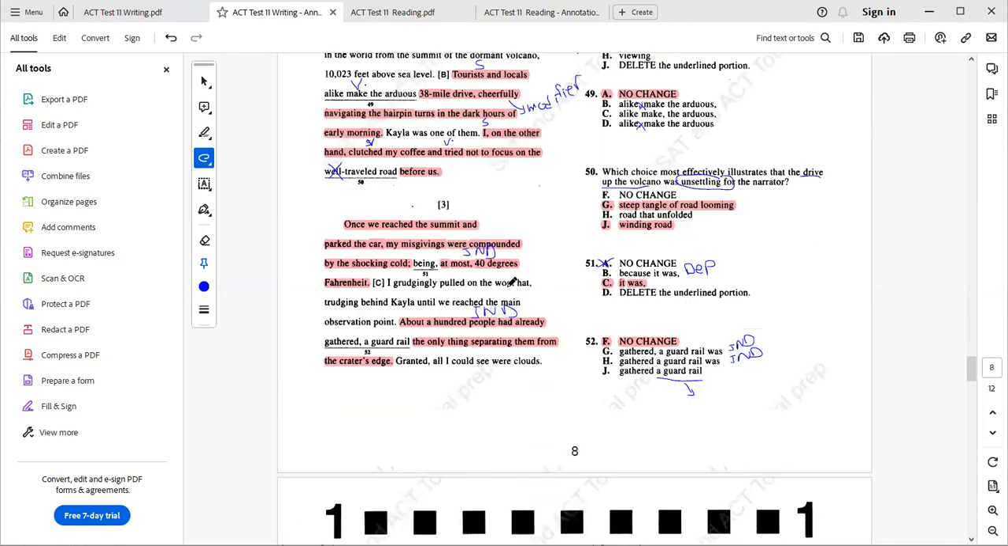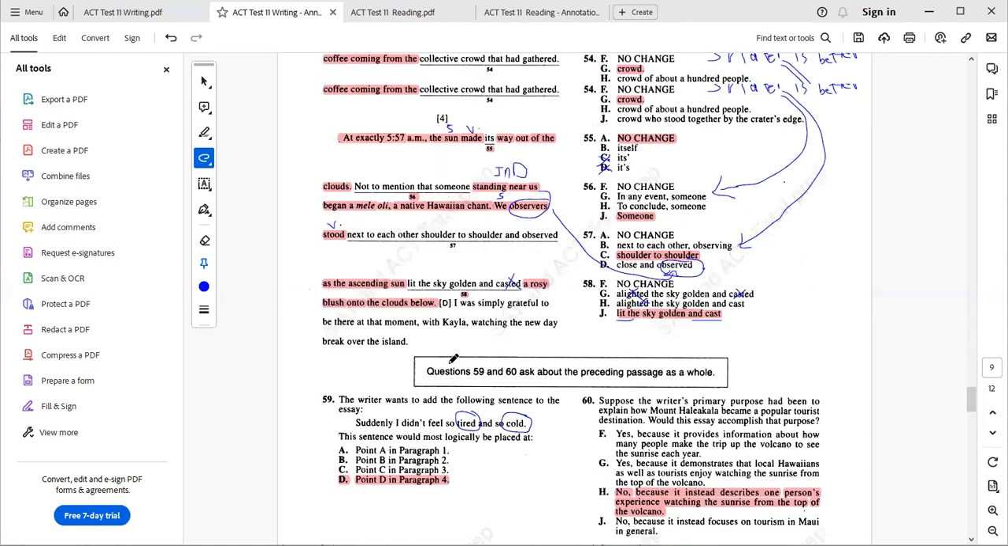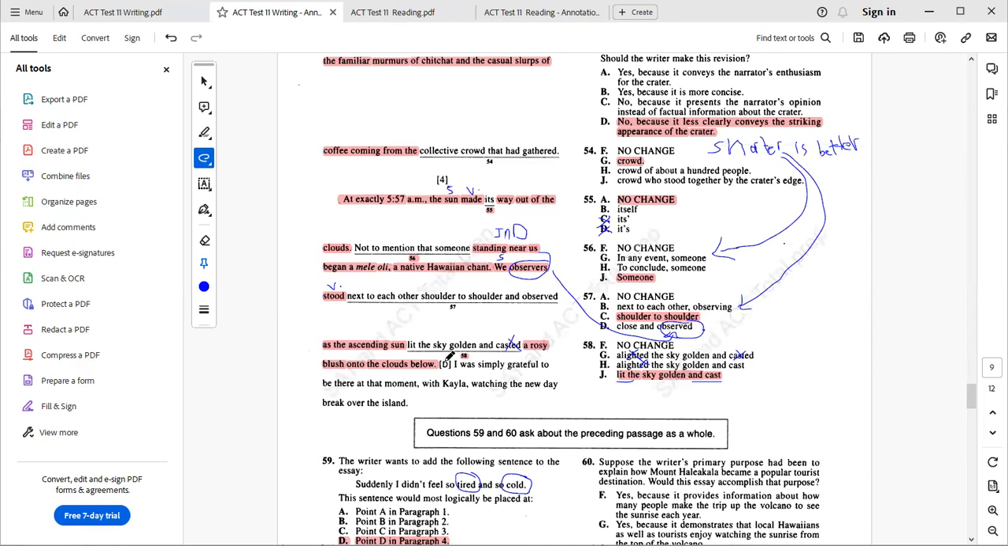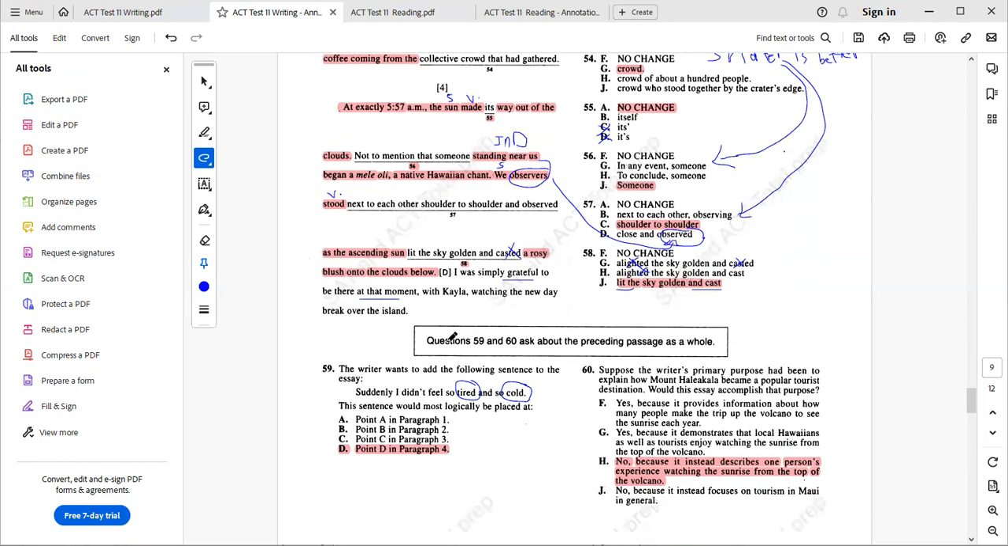I grudgingly pulled on the wall that drudging behind Kyla until we reached the main observation point. يعني ده سحب الوول هات يعني سقعان. فازاي حضرتك تقول لي ان هو ما كانش سقعان؟ ده سحب. طب look at point D in paragraph 4. He said, we observers stopped shoulder to shoulder as the ascending sun lit the sky golden and cast a rosy blush onto the clouds below. يعني خلاص الصن طلعت. I was simply grateful to be there at that moment with Kyla watching the new day break over the island. هنا هو طبعا خلاص suddenly لان بقى grateful. I didn't feel so tired and so cold. 60 you made it right.